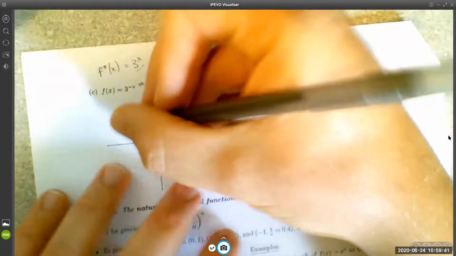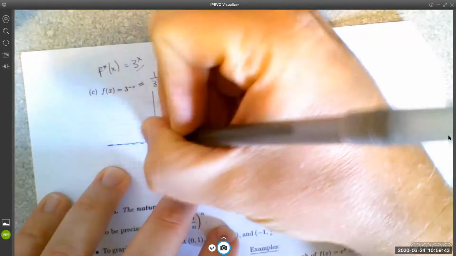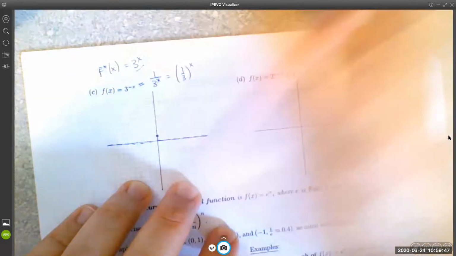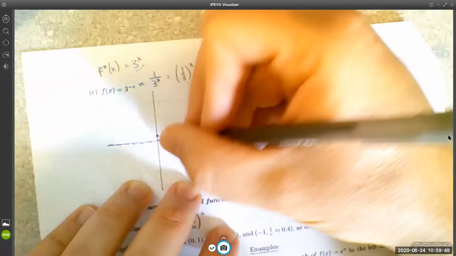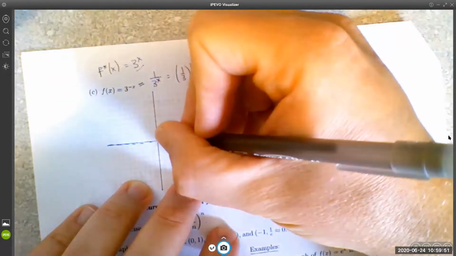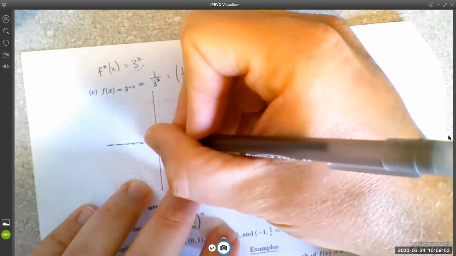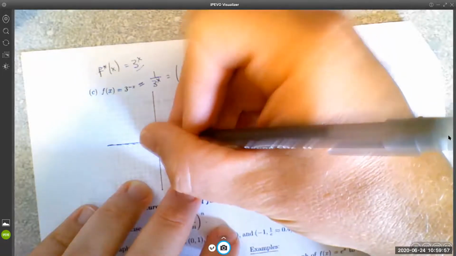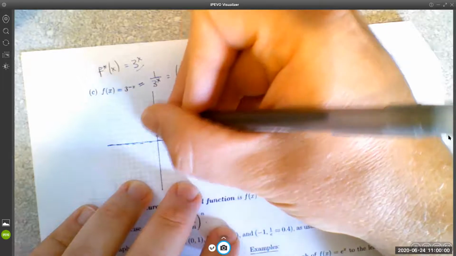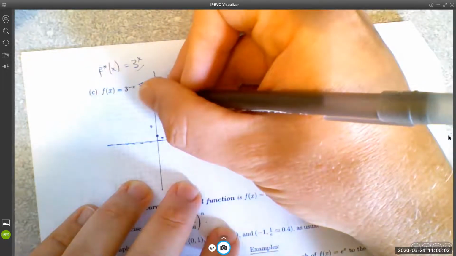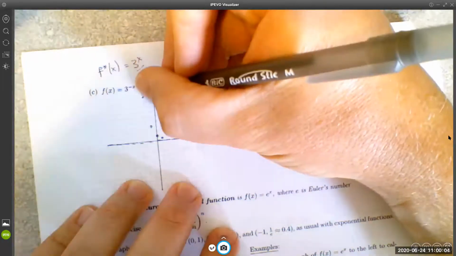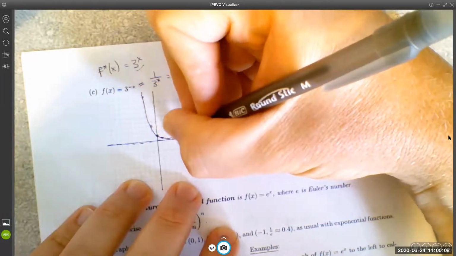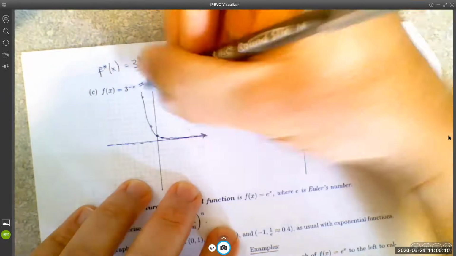So horizontal asymptote at y equals 0, goes through 0, 1. It's going to go through 1, 1/3. It's going to go through -1, 3, and -2, 9, right? You can see this one rises much more steeply than 2 to the x does, but it still has the same basic shape.